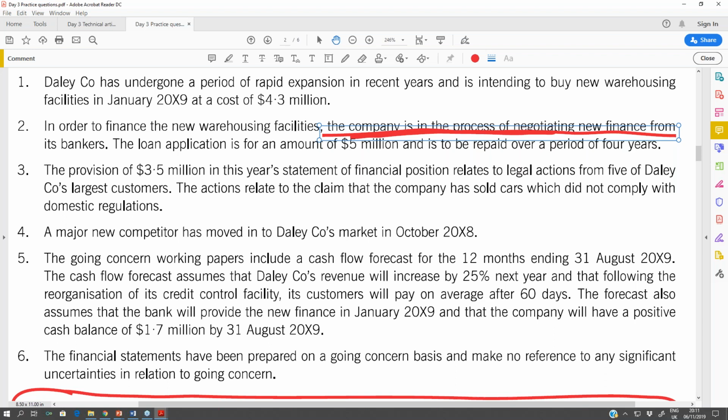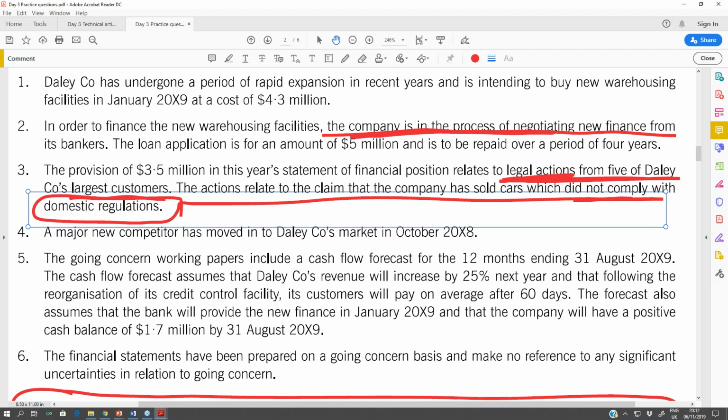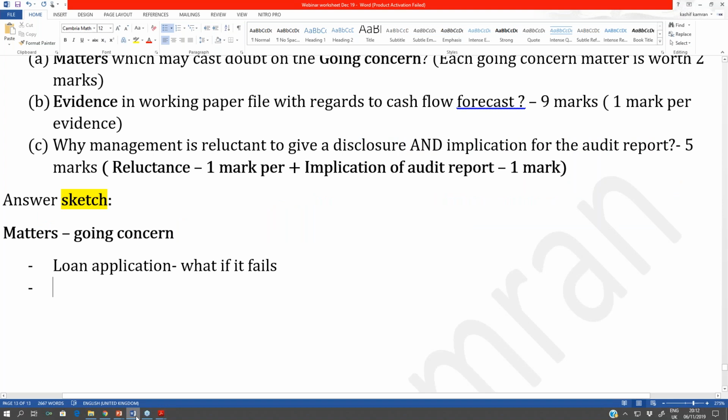So there are two issues here. One, they are facing a legal action from the five customers. Which five customers? The five largest customers. And the second problem is a claim that there has been a non-compliance with the domestic regulations. So the largest customers filing the claim, and then there is a non-compliance with domestic regulations. Both of them become issues. Legal claim from five largest customers. Now, if there is a legal claim from the five largest customers, that means the customers are dissatisfied.